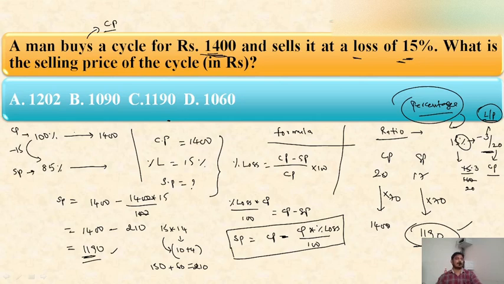And this 100 into 14 will be 1400, so one part will be 14. 85 into 14 gives us the same answer, 1190. So whether you go with the formula approach, or the ratio approach, or this approach, all three methods will get the same answer. But I suggest you try to solve questions using the ratio approach and this method. If you want to go with the formula approach, you need to spend some more time to get the exact answer. I hope you are clear with these explanations.